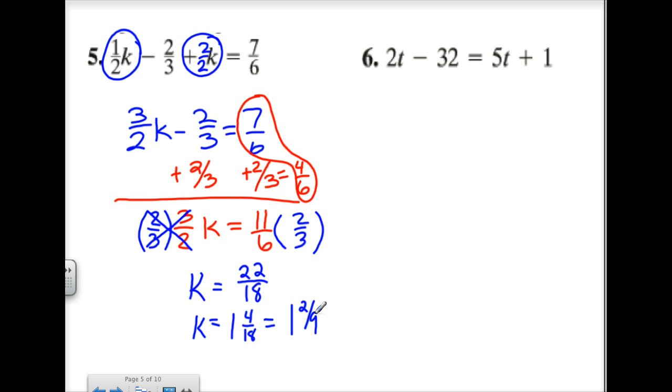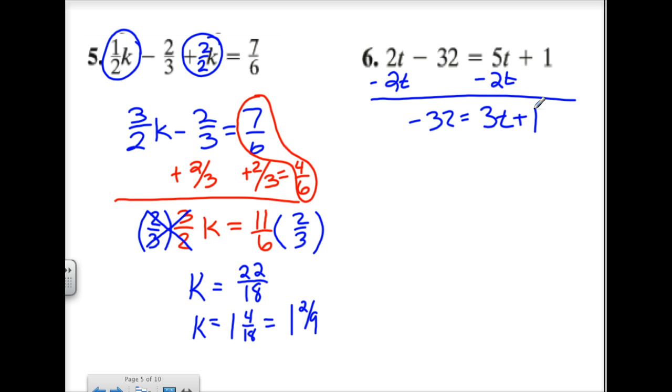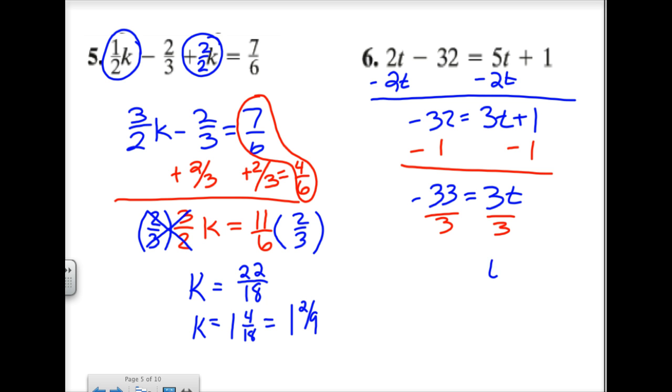Number 6, start with variables on both sides, subtract 2t. -32 equals 3t plus 1. Again, I have a two-step equation at this point, subtracting 1. 3t is equal to -33. Divide by 3. T equals -11. Okay, and we're going to go back and look at the last two problems.